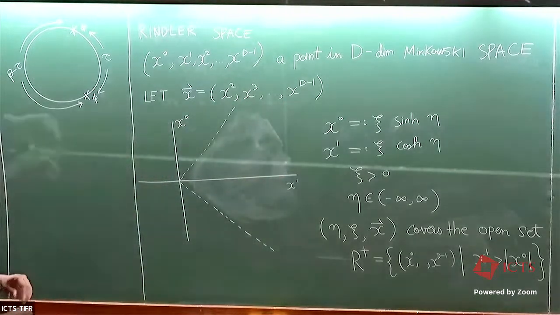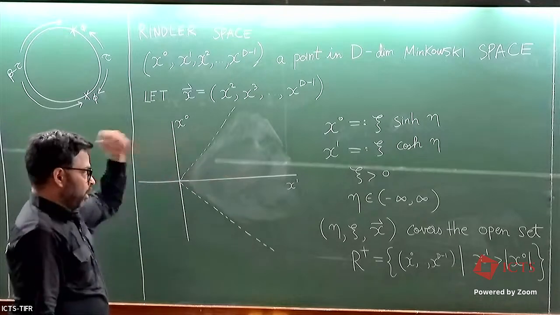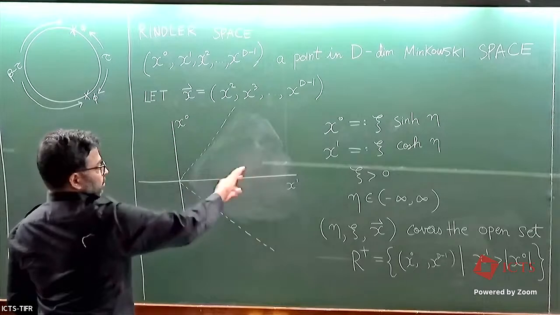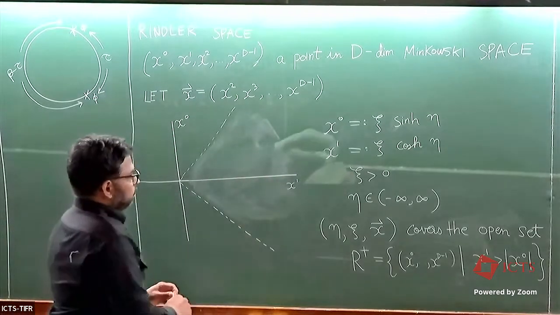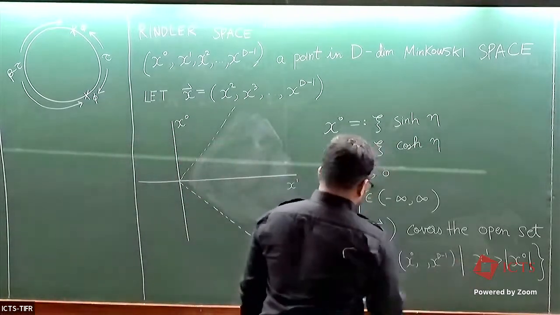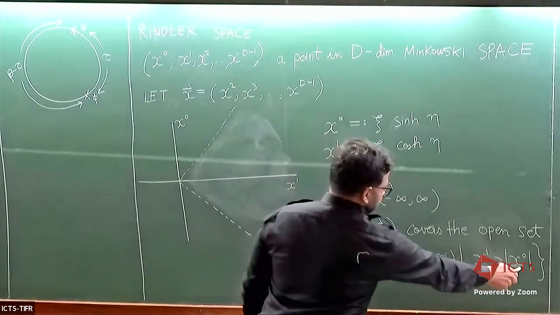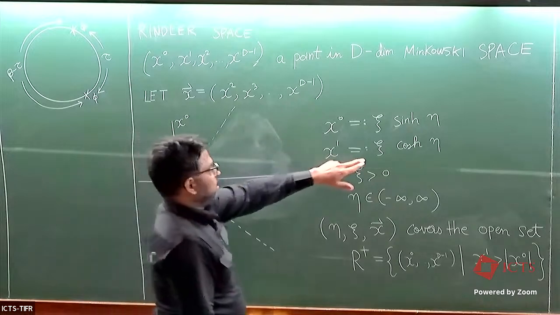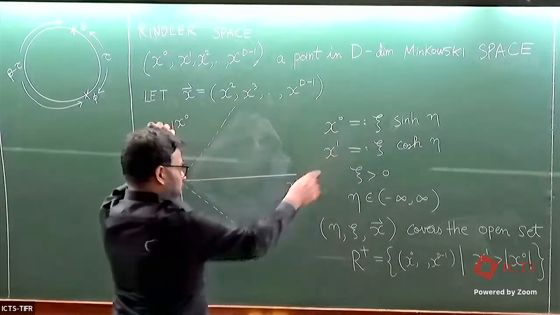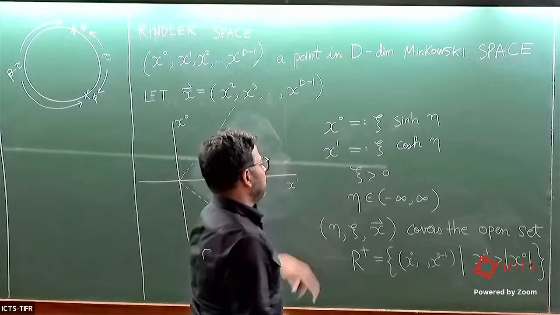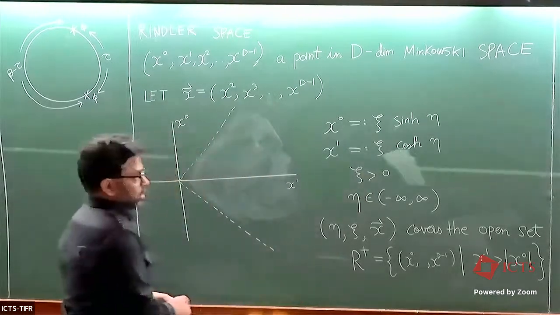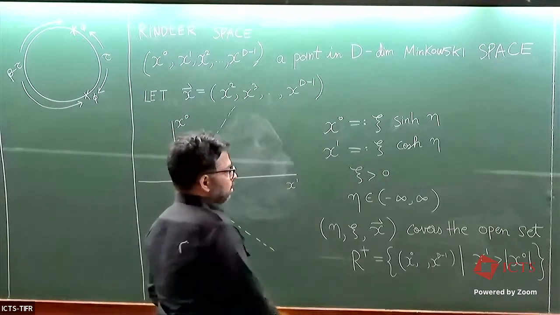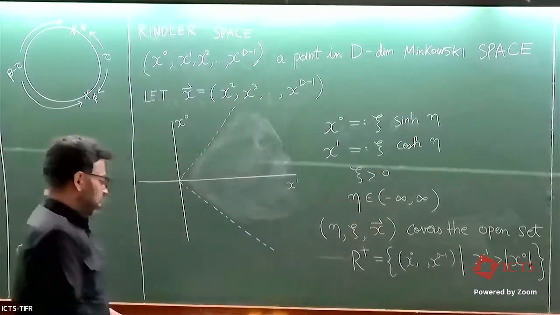And let x vector denote the (d-2)-tuple starting from x2 up to the last coordinate x(d-1). So we look now at the x0, x1 plane and look at this open set here, which is to the right of these lines. So that's the equation here. Let's call this R plus. It has x1 bigger than the absolute value of x0. So you define new coordinates, xi and eta, by the following relations. x0 is xi sinh eta, and x1 is xi cosh eta. Xi is positive, so it goes from 0 to infinity, and eta goes from minus infinity to infinity.